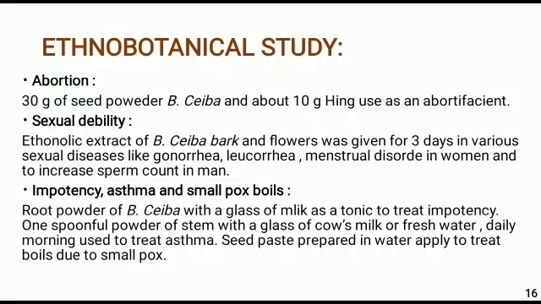In ethnobotanical studies, for abortion, about 30 gram of seed powder of Bombax and about 10 gram of hing, meaning asafoetida, is used as an abortifacient. Sexual disorders: ethanolic extract of Bombax bark and flowers was given for 3 days in various sexual diseases like gonorrhea, leukorrhea, menstrual disorder in humans, and to increase the sperm count in men. Impotency, asthma, and smallpox boils.